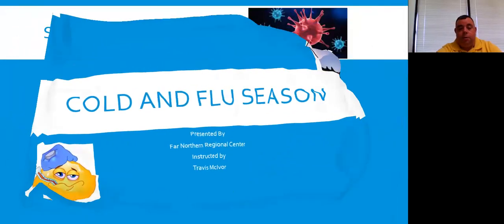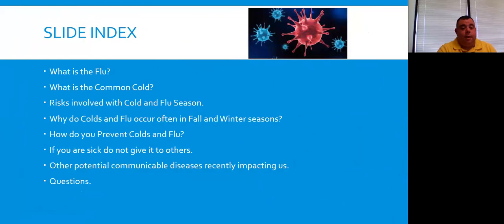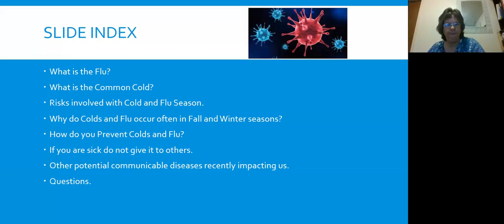Awesome. So, as I said, today's class is going to be covering the flu and the common cold. Some of the items we're going to cover are exactly what is the flu and what is the common cold, so that you can understand the difference between the two. But then we're also going to talk about risks involved with receiving the common cold or flu during this time of year. Why do colds and flu often occur in the fall and winter seasons? Because of allergies. Some of that, yeah.